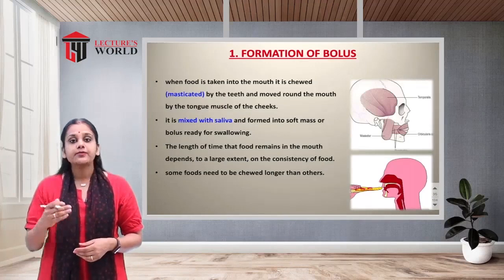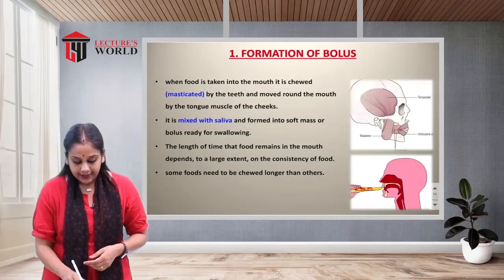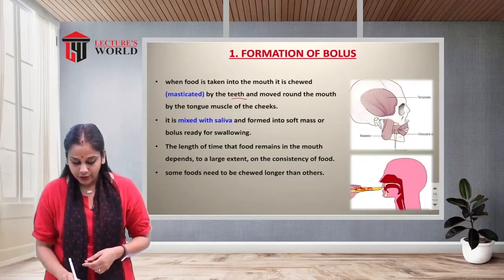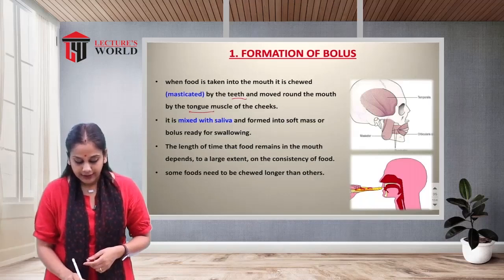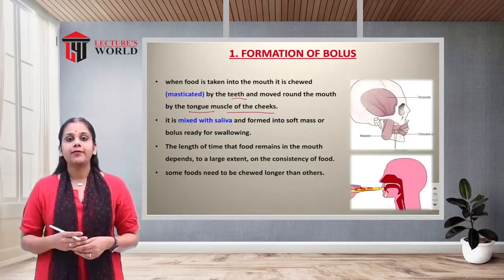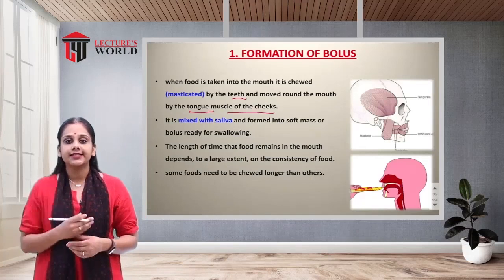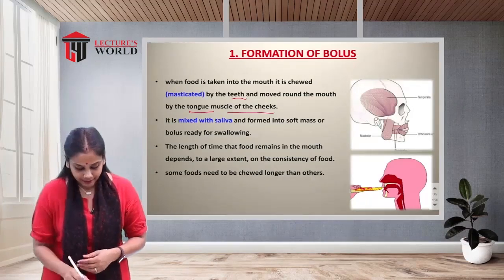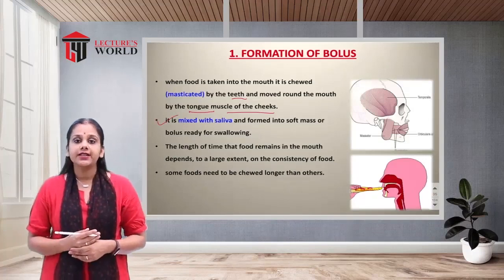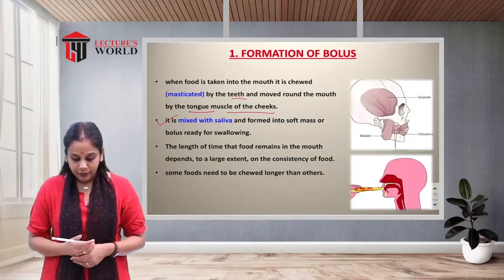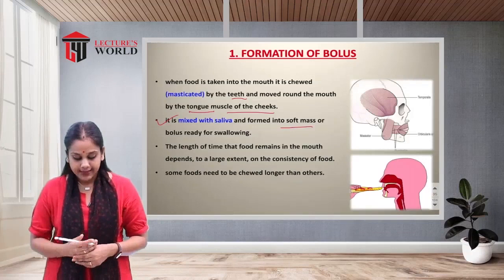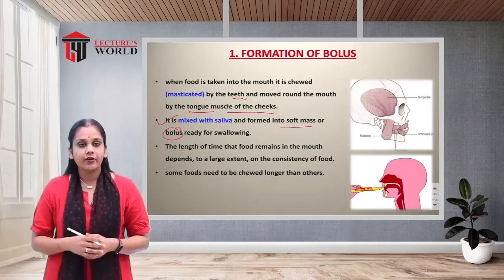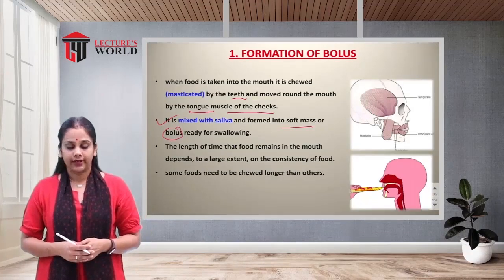When food is masticated by the teeth and moved around the mouth by the tongue and muscles of the cheeks, the bolus is made up with the help of the tongue and muscles of the cheeks. Then it is mixed with the saliva in the mouth and forms a soft mass, and we can say bolus. Now it is ready for swallowing.